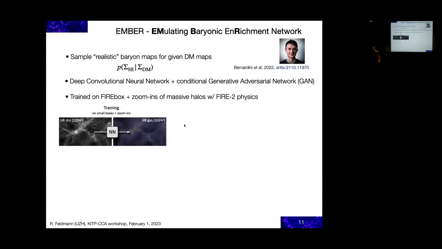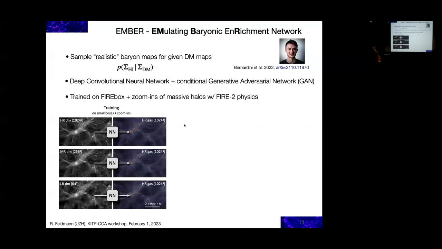So the basic idea is as follows. During the training, the neural network learns how to map from the dark matter field, here shown at high resolution, to the gas field, also shown. We do this on the map level, so on a 2D level. Okay, so we slice everything. So this is not a 3D approach. There are other groups out there who have tried to do this in 3D.